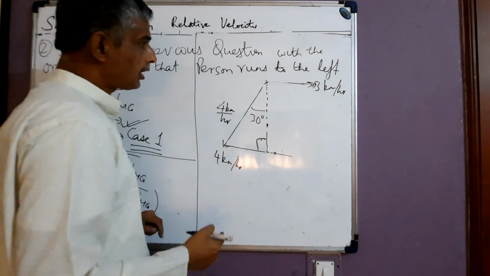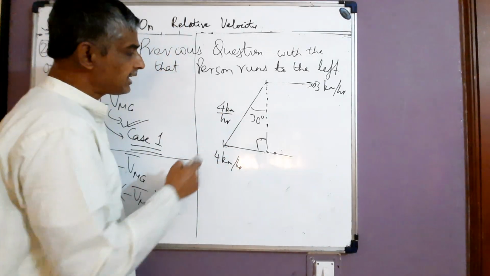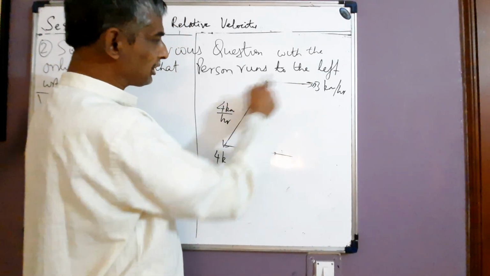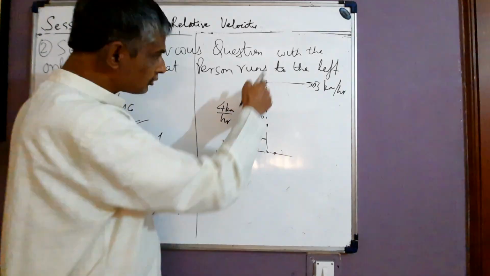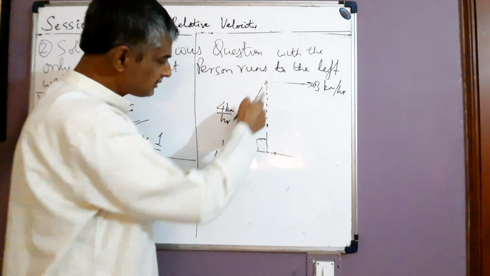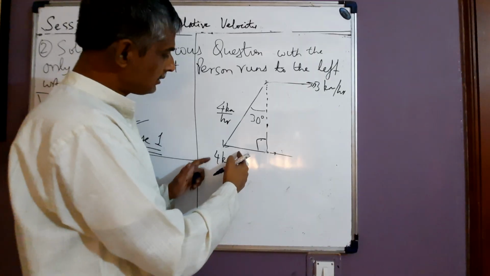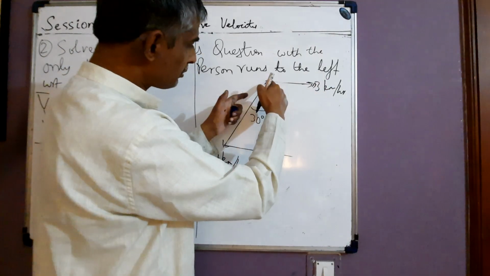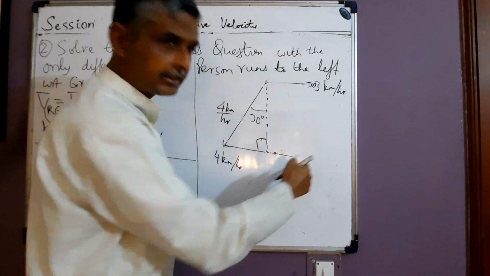Okay. Now VRM is the vector sum of these two. So VRM will pass through the common tail of these two. VRM can be this side also, this side also. But if VRM is this side, then this is 3, this is 2. So this is more than this. So VRM should not be on this side, but it should be this side.